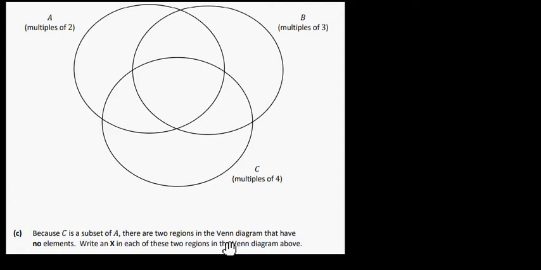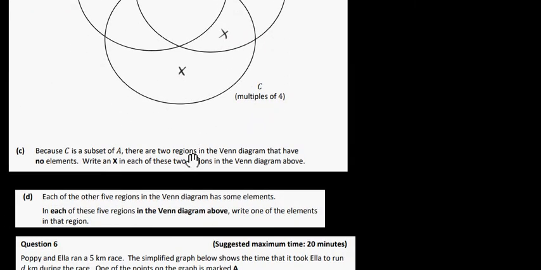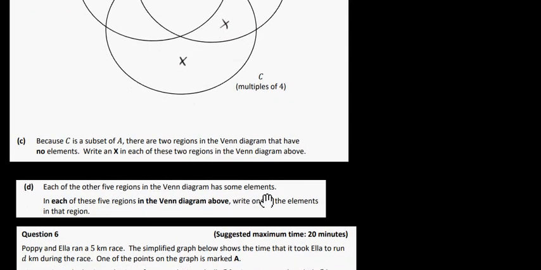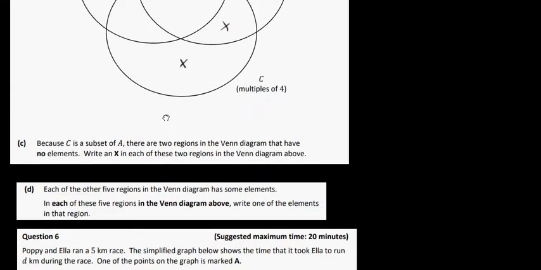So in the Venn diagram, it says there are two regions in the Venn diagram that have no elements. So those two regions are going to be here and here. These two regions are multiples of 4, but remember all multiples of 4 are also multiples of 2, so any numbers that would normally be in here would be pushed into this region here. Write an X in each of these two regions in the Venn diagram above, so I've done that. Okay, each of the other 5 regions in the Venn diagram has some element. In each of these 5 regions in the Venn diagram above, write one of the elements in that region.